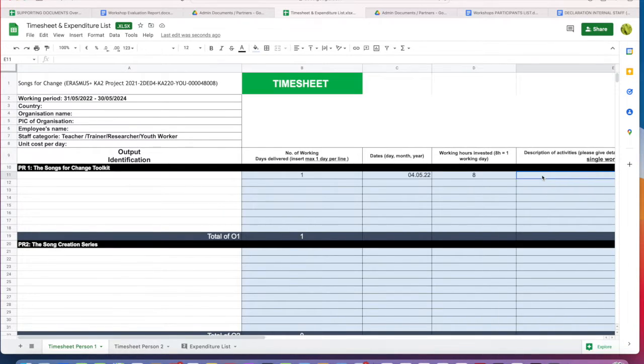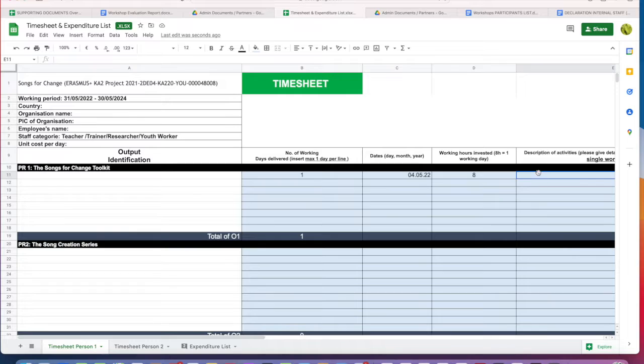And then, very important, you describe the work you have done on this project result, on this toolkit in this case. The description should be quite detailed, not just writing or editing or work, but for example writing and editing of chapter 1 of the toolkit. Also important in the description is that this description of the work needs to be purely linked to the production and development or testing of this project result.